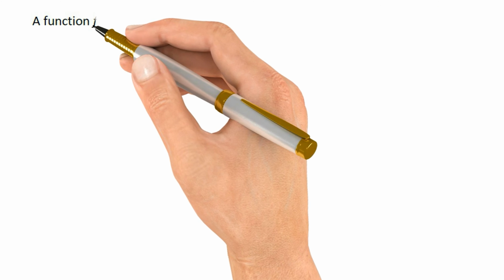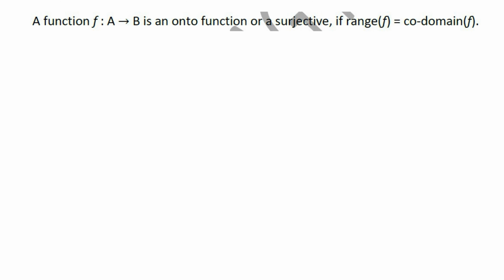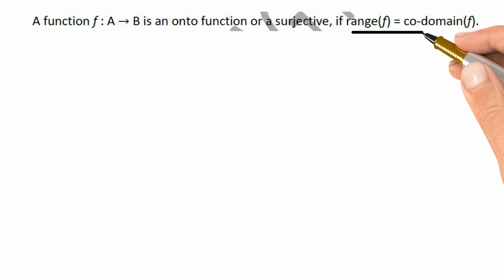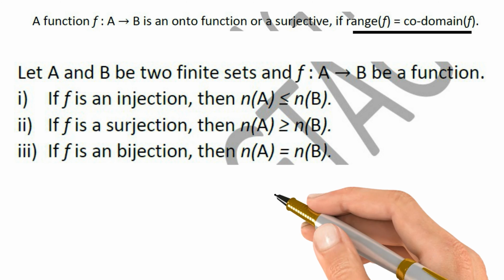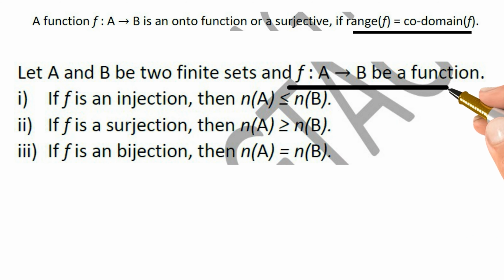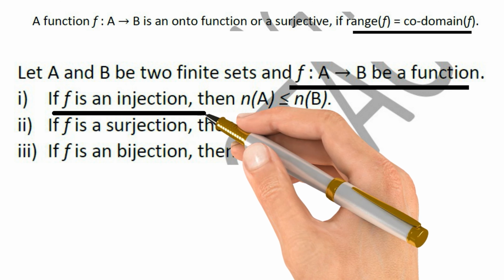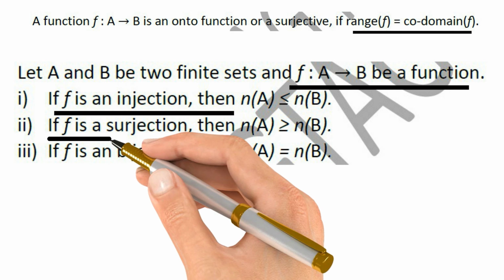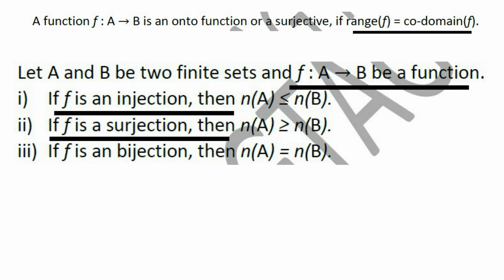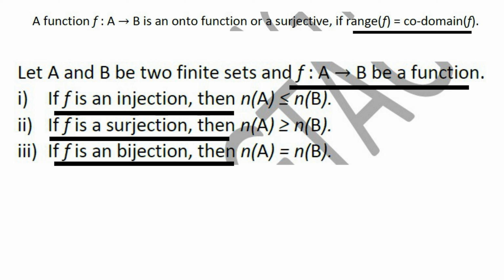A function f: A → B is an onto function, or a surjection, if range of f equals the codomain of f. Let A and B be two finite sets and f: A → B be a function. If f is an injection, then n(A) is less than or equal to n(B). If f is a surjection, then n(A) is greater than or equal to n(B). And if f is a bijection, then n(A) equals n(B).